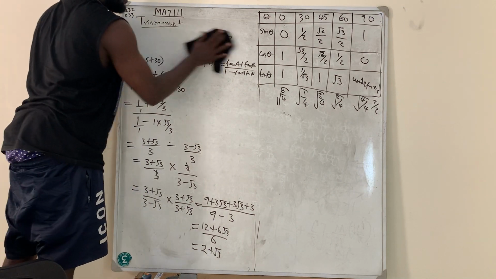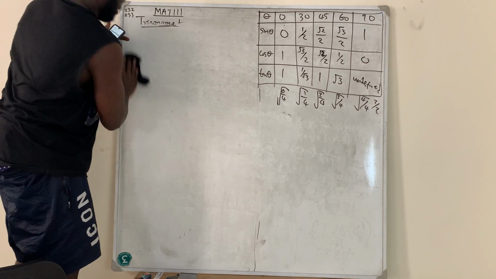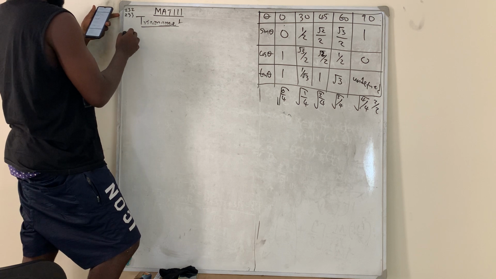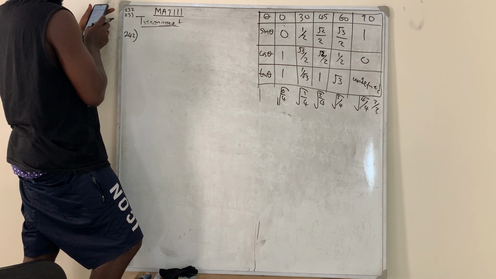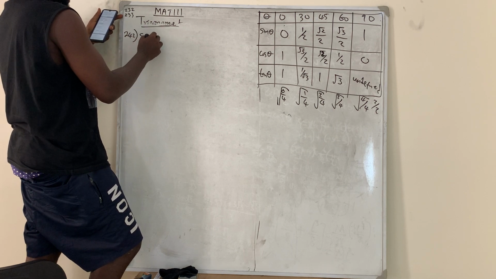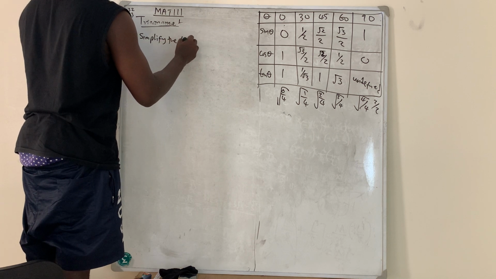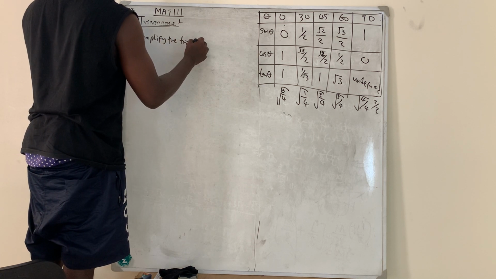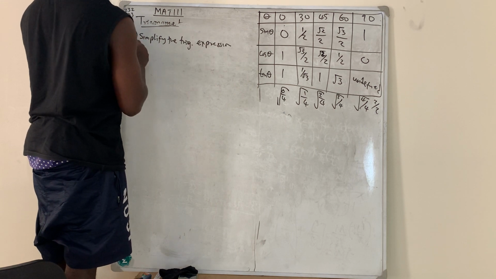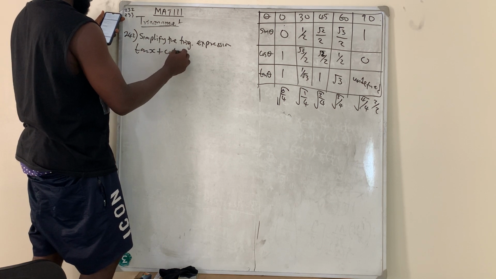So we move to the next question. The next question here is question number 242. There is no 241, so I have 242. 242 said, simplify the trigonometric expression tan x plus cot x.